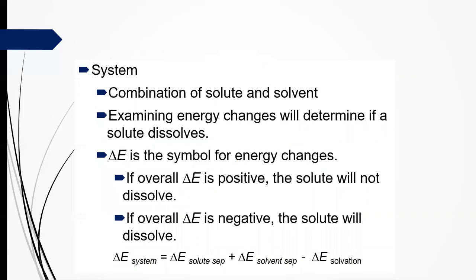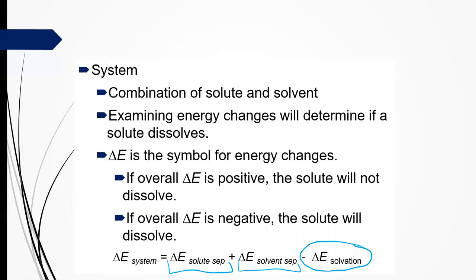So the overall process has a delta E for that change. Now, that's going to be made up of 3 different steps. It's the change of energy from the solute separation, the change of energy of the solvent separation, and then we subtract from that the change in energy from the solvation.